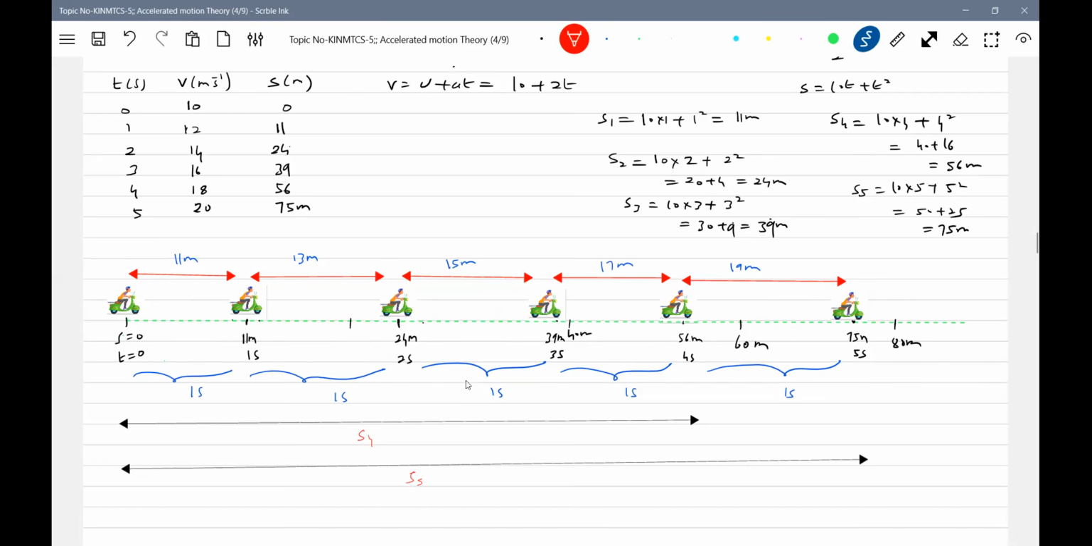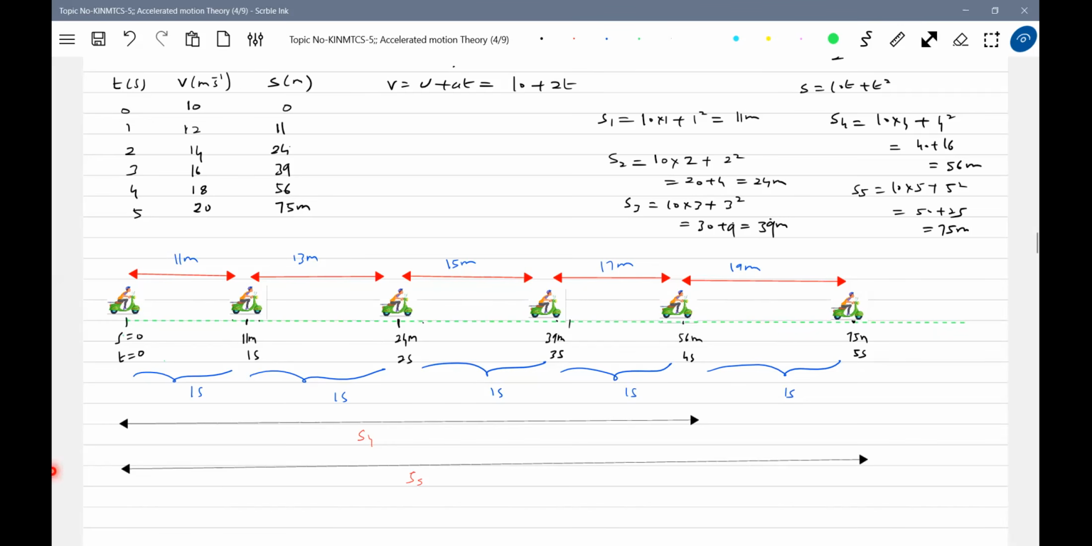I'll remove this 20. Some of you are getting confused, sir. I think things are very clear. Distance covered in first second, how much? 11 meter. Distance covered in second second, 13 meter. Distance covered in third second, 15 meter. Distance covered in next second, 17. So this is the distance covered in nth second or in the 5th second. Instead of writing this, you can call this the first second, second second, third second, 4th second, 5th second.